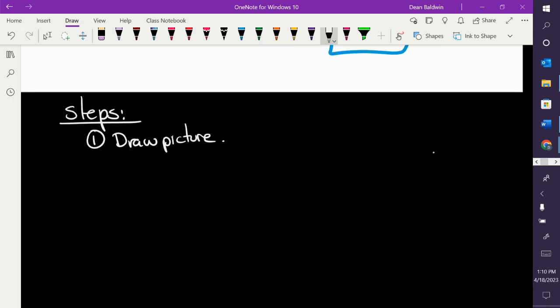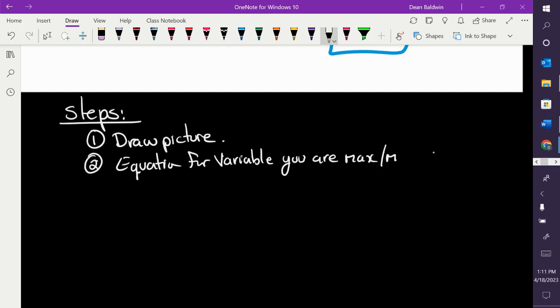Draw a picture. Then what? Find an equation. So you want to find an equation for the variable you're trying to maximize or minimize, okay? So equation for variable you are max minning. That's not grammatically correct, but I don't care. You're going to max min. So volume, surface area, whatever.